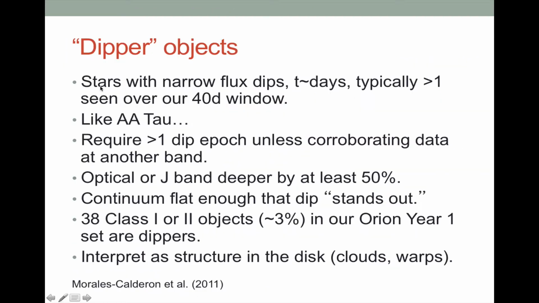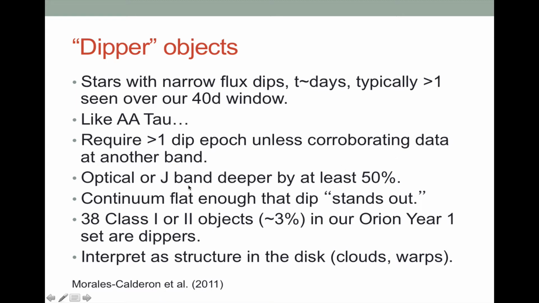So the dippers. These are stars with narrow flux dips. So it sort of fuzzes along and then dips, and then fuzzes along and then dips, on timescales of days, and we usually see more than one over a 40-day window. The prototype for this kind of object is AA Tau, which you note has a Taurus name, so it's not actually in NGC 2264, but AA Tau was the only one that had light curves that looked like this, so the prototype is AA Tau. For us, we require more than one dip, unless we know for sure that it's dipping because we have corroborating data at another band.